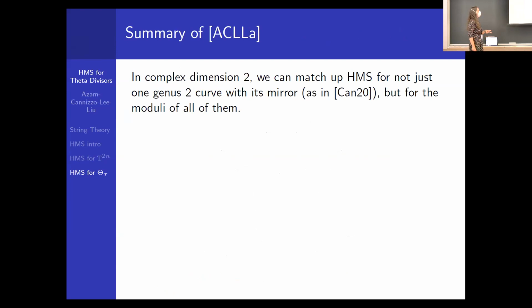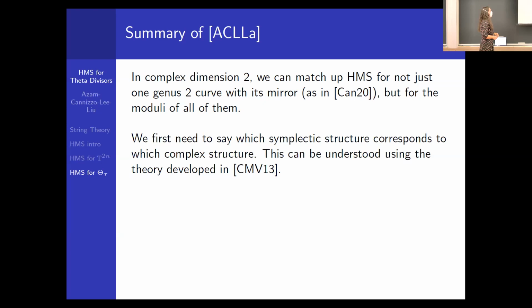So in complex dimension 2, we can actually prove a global homological mirror symmetry result. So not just for a particular complex structure, matching it up with a particular symplectic structure, but actually for all genus 2 curves. So given any complex structure, what is the corresponding symplectic structure? This is different from the result that I had just for one particular genus 2 curve, where this B that I mentioned earlier was 0. So the B is not 0 in this case, and that introduces a lot of new stuff. So we need to say which symplectic structure corresponds to which complex structure.